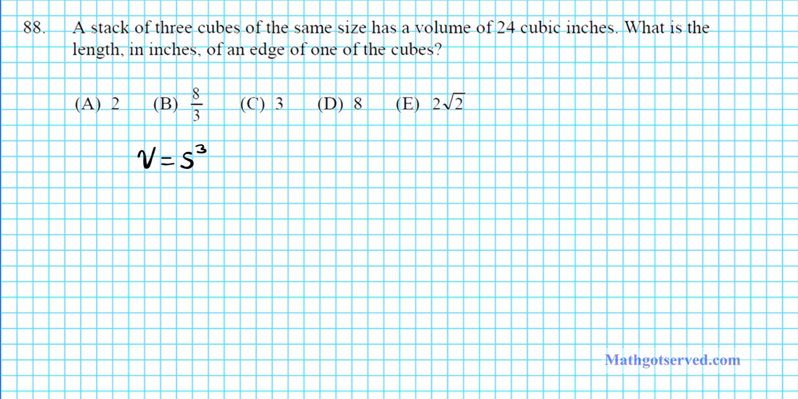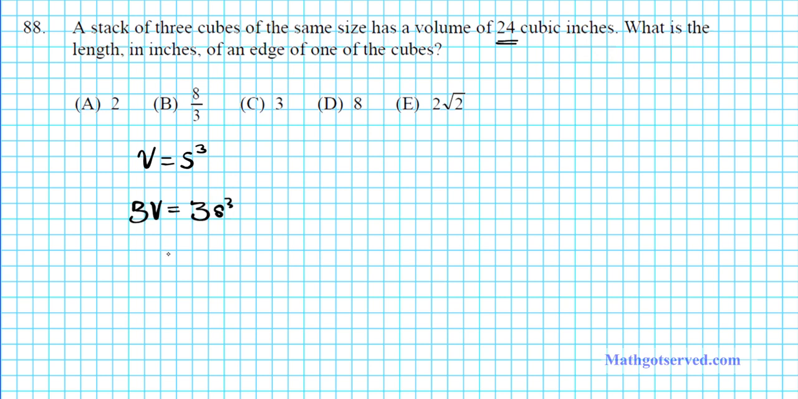So in this case, we have 3 cubes. This formula is just for the volume of 1 cube. So for 3 cubes, we have to triple both sides of this equation, right? So the volume of 3 cubes, 3v, is equal to 3 times s to the third. Okay. Now we're told that the volume of the 3 cubes is 24.